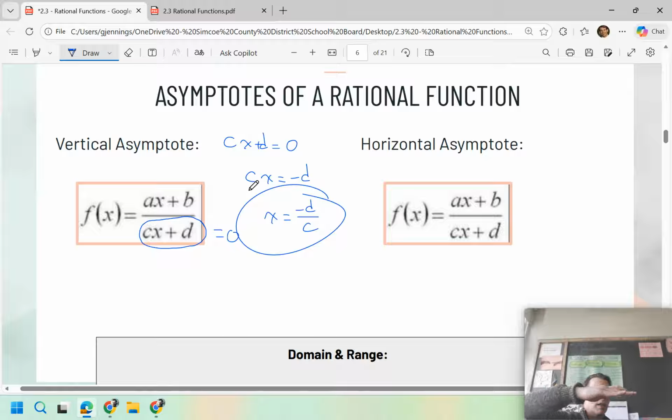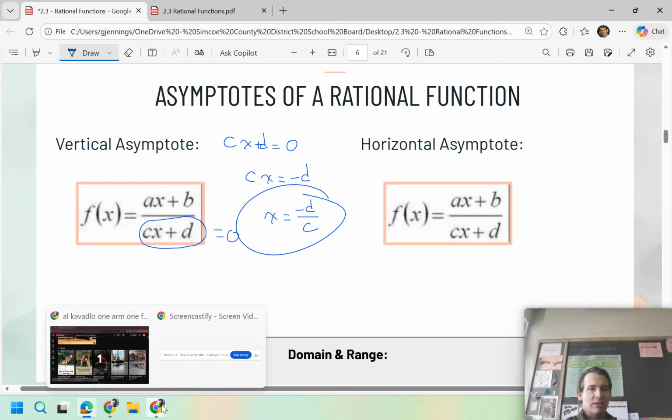The horizontal asymptote, gee, I wonder where that's going to be. Should we take a look at some examples? Should we take a look in Desmos, my favorite place? Let's go ahead and look in Desmos.